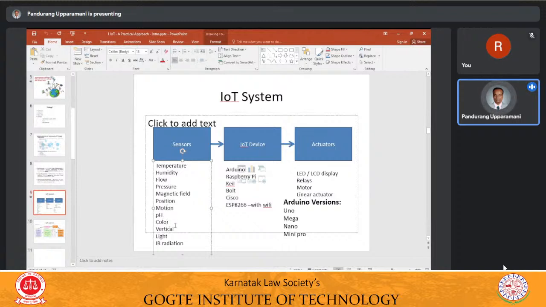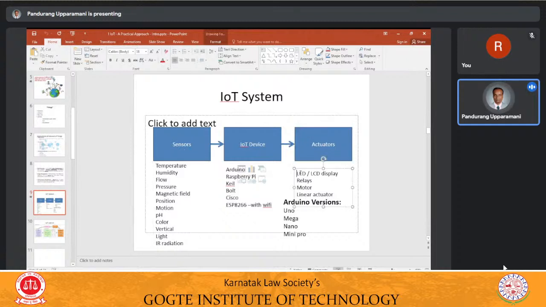vertical orientation or any kind of orientation, then the light, whether the light is there or darkness is there, then infrared radiation. And many things which cannot be listed over here, and the list never ends actually. There are more than 30,000 sensors in the world.